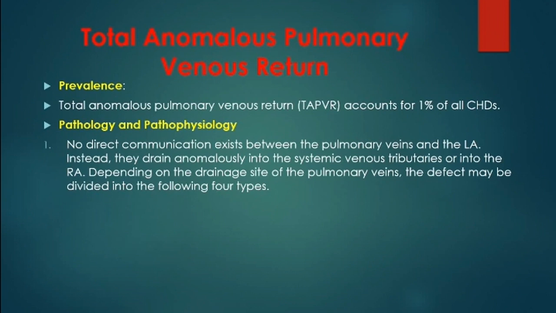Next, we are going to discuss total anomalous pulmonary venous return. This pathology represents around 1% of congenital heart diseases, in which there is no direct communication between the pulmonary venous system and the left atrium. Instead, these pulmonary veins are drained into the right atrium, and according to this drainage, the defect is divided into 4 different types.